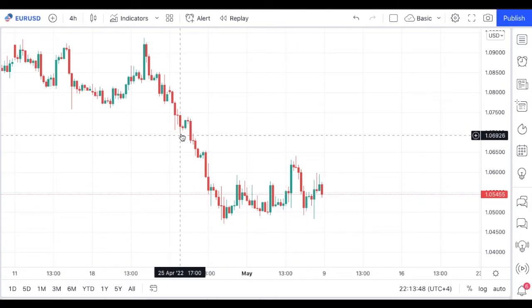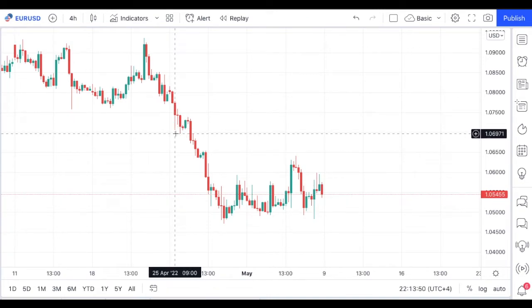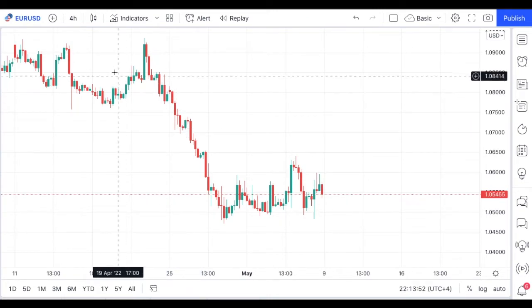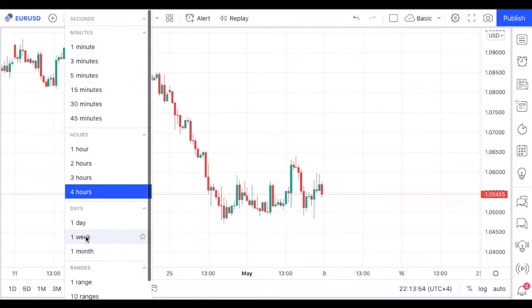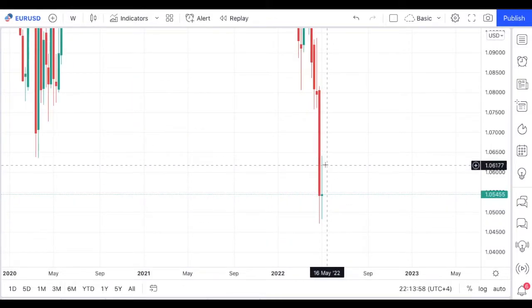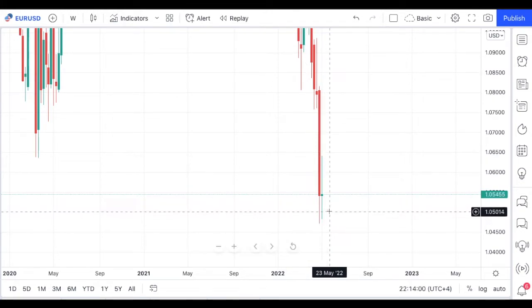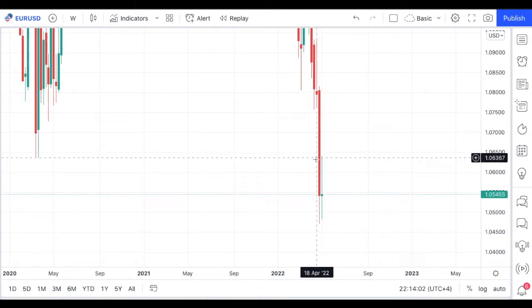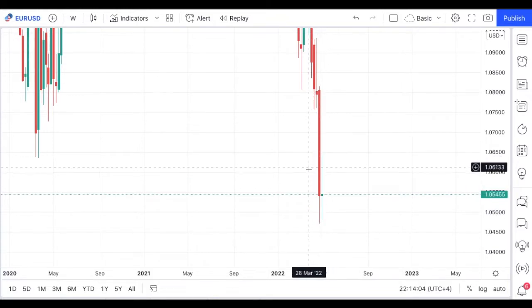Alright, so before we begin the analysis, it's always good to take a look at the bigger picture, and that will be looking at the weekly chart. We look at the weekly time frame to see what happened in the previous week. If you look at last week's trading, you will realize that there was not much movement. The market was basically consolidating for the entire week.